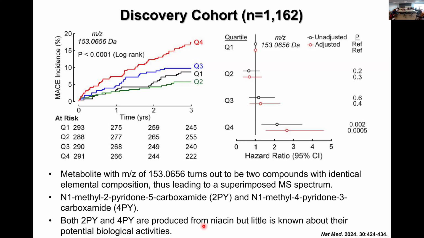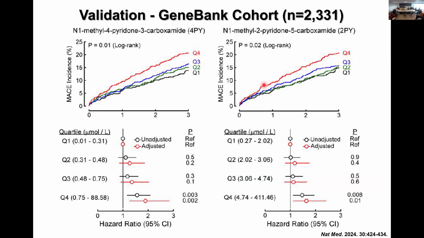So Stan figured out an assay to actually distinguish between these 2. In a validation cohort of 2,000 subjects independent of the first, he was able to quantify 4-py and 2-py separately, and they both show this association with increased risk of MACE. So it validates the clinical association, but focuses on each metabolite. Again, you can see the Kaplan-Meier curves at the top with the hazard ratios at the bottom. Whether you have 2-py or 4-py in the 4th quartile, you have about a 1.5 to 2-fold increased risk of having MI, stroke, or death over 3 years of follow-up. So that's the clinical epidemiology.